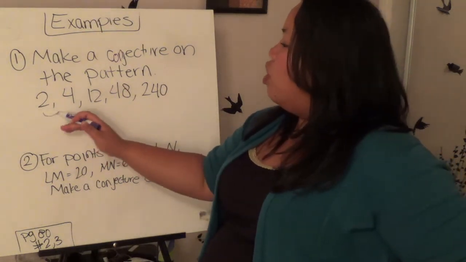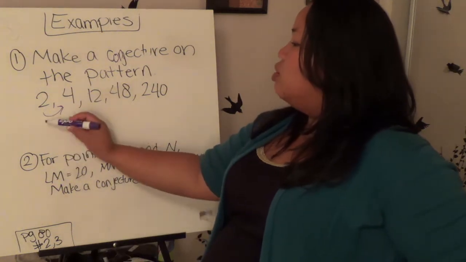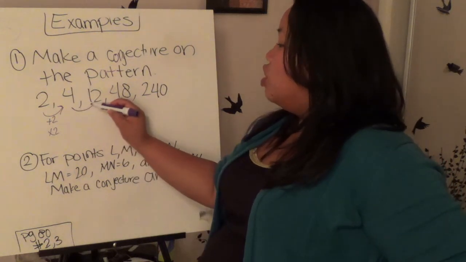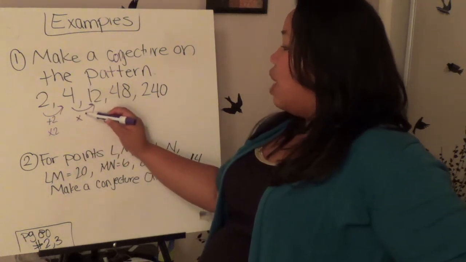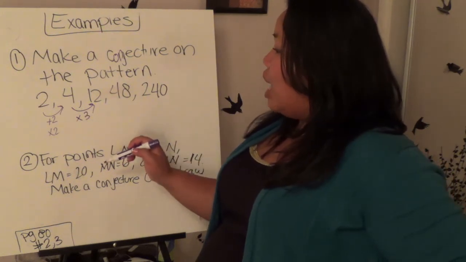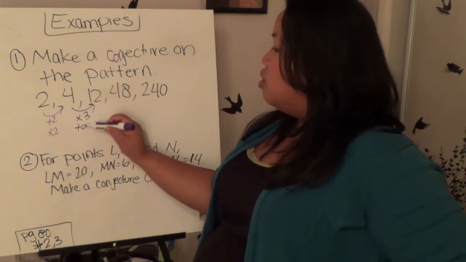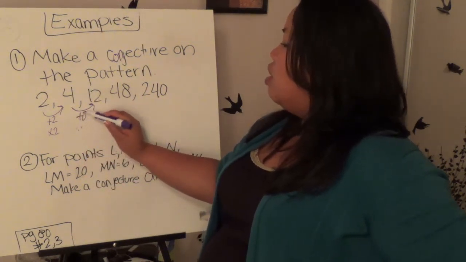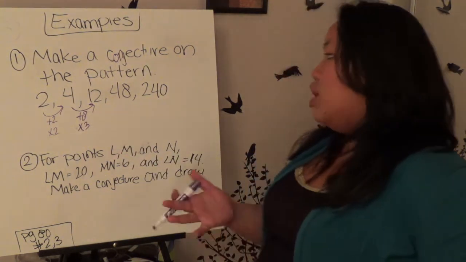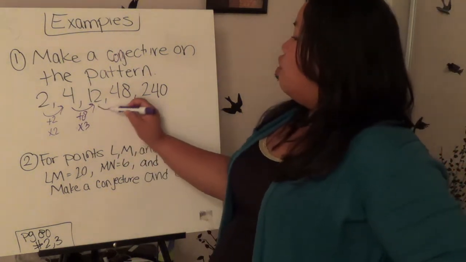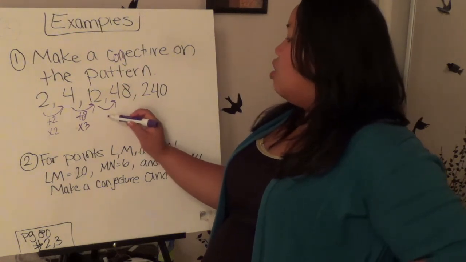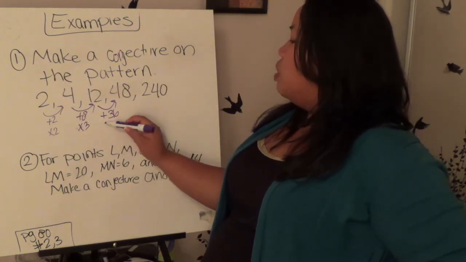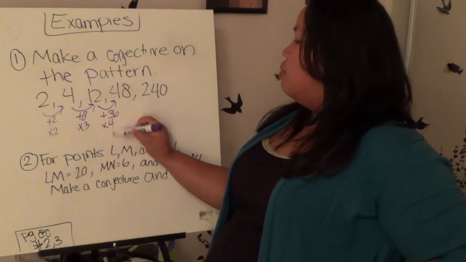So from 2 to 4, how do we get to 4? We can either add 2 or we can multiply by 2, right? How do we get from 4 to 12? Well, we can multiply by 3 or we can add 8. Okay? So let's do the addition on top. So we add 8 or multiply by 3. But we're not dividing. We can't. It doesn't subtract because the numbers get bigger. So from 12 to 48, we either add 36, or we multiply by 4.